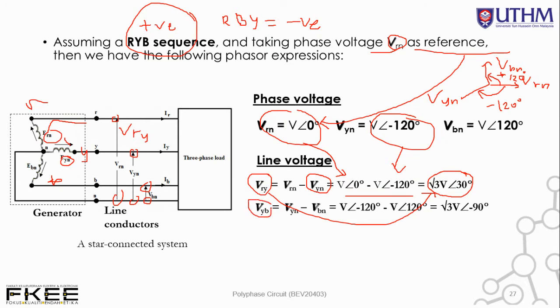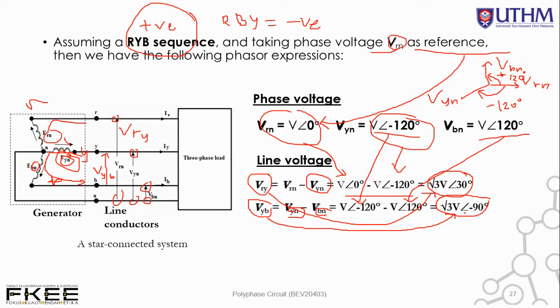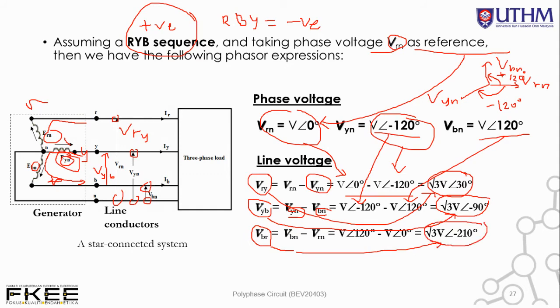So similarly for VYB. VYB is over here. This is VRY, so YB is somewhere here. So this is VYB. We have VYN minus VBN. So again, substitute the value of VYN and VBN, and solve this. You will get VYB equal to square root 3 V at minus 90 degrees. Similarly for VBR, the third one, substitute the values of VBN and VRN, and you will simply get the value of this line voltage, which is square root 3 V at an angle of minus 210 degrees.